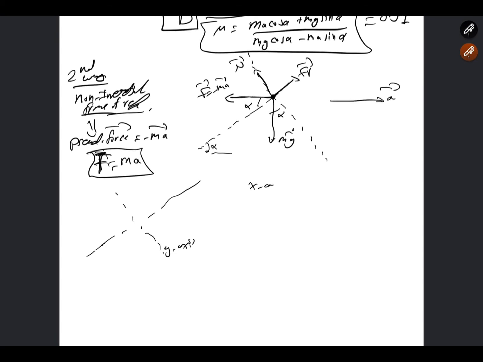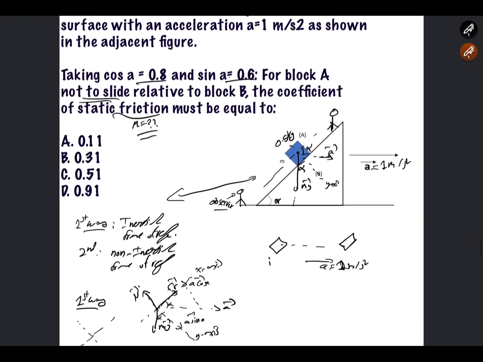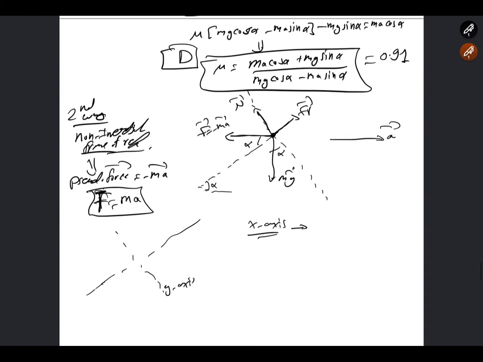So along the x-axis, we have, since we are observing the motion of block A from within an accelerated frame of reference, and since block A is not sliding with respect to the inclined plane, that means there is no motion along the inclined plane. So the summation of forces is equal to 0, right? Along the x-axis, we have the pseudo-force F, the x-axis part of it. That is projecting along the x-axis, plus the friction plus the mg x-component equal to 0.